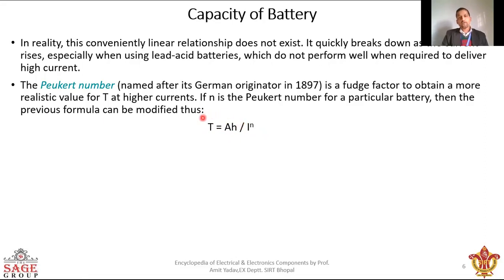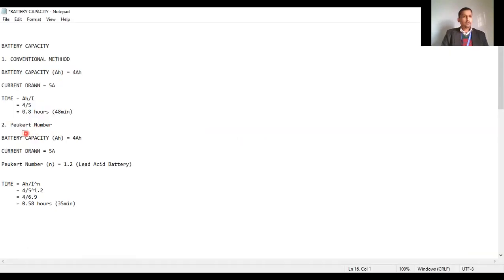Suppose if we use this formula, let's do another numerical calculation. Now, by using this Peukert number, suppose we are using the lead acid battery and the supplier has given the Peukert number, and the value of n here is 1.2. So by using this Peukert number, there is a small modification in the formula. Here, in place of I, we will use I to the power n, where n is your Peukert number, which is supplied by the battery manufacturer.